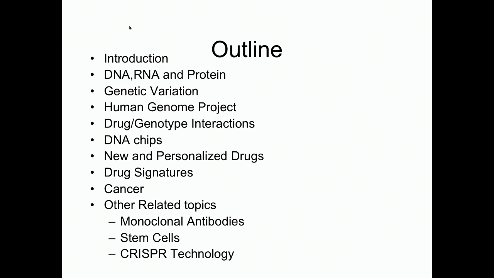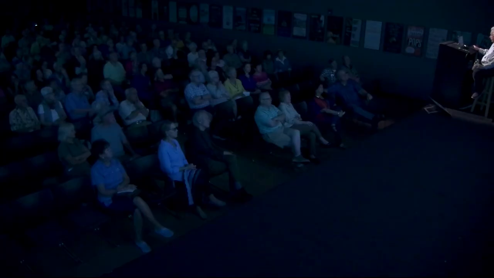So I'm going to walk you through basic molecular biology, talk about DNA, RNA, and proteins, a little bit about genetic variation, and walk you through the Human Genome Project, and talk about DNA chips, drugs, drug signatures, and cancer. And down at the end, I'll touch on monoclonal antibodies and stem cells. And the last thing at the bottom, you've probably seen in the news a lot, it's called CRISPR. This is a gene editing technology where we can actually go inside cells and correct genes.